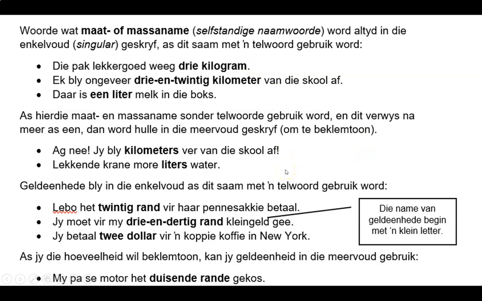However, remember that in language, and in the test and the exam, we look at the language in the context that it is given. So what does the sentence say? For example, in this one, where you say, ag nee, and that's your tussenwerpsel, jy bly kilometers van die skool af. Here we want to emphasize how far you stay from the school. There is no telwoord in front of it. Then you may use the unit of measurement in plural.